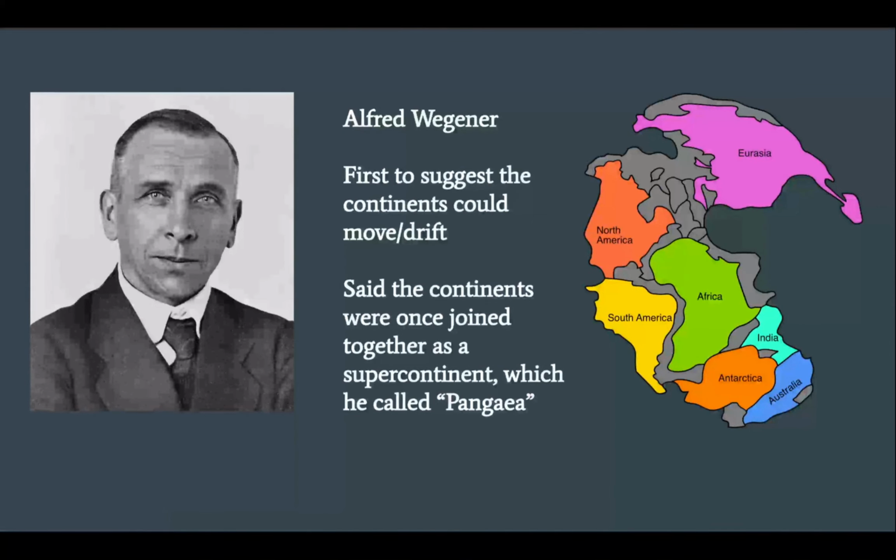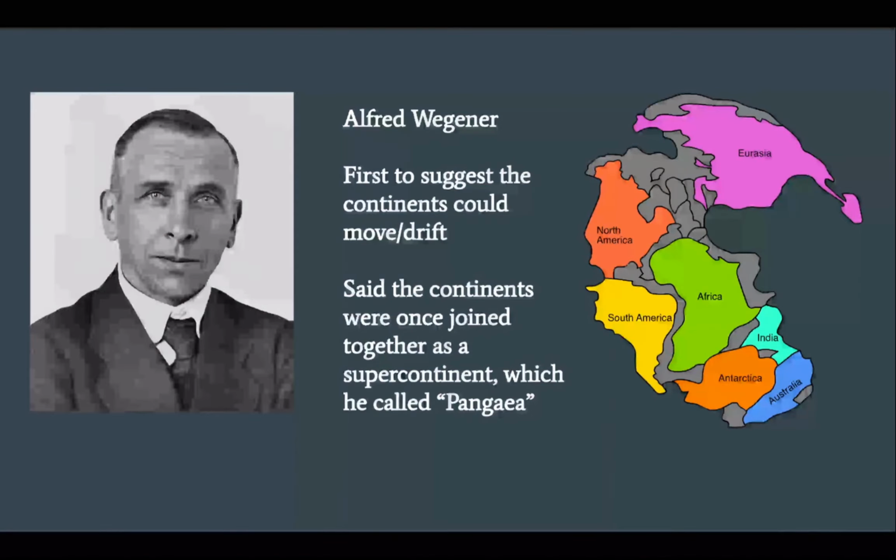Continental drift theory was first codified by Alfred Wegener in the early 20th century when he published a paper first explaining that the continental land masses were drifting across Earth's crust. His theory also said that the continents were at one time joined together as a single supercontinent, which he named Pangaea, and this name means all Earth in ancient Greek.